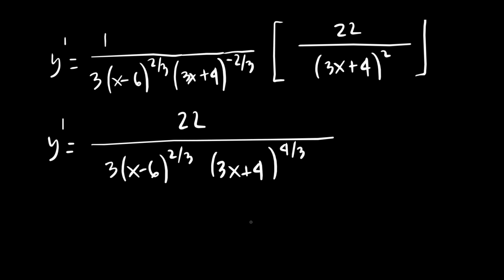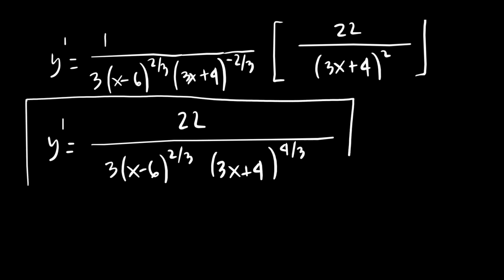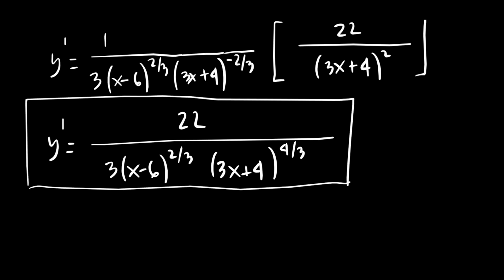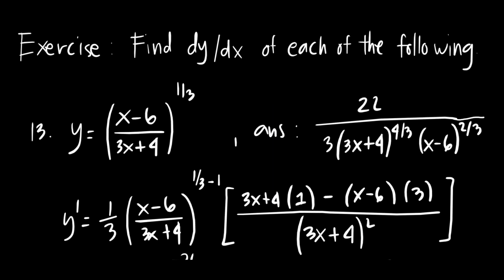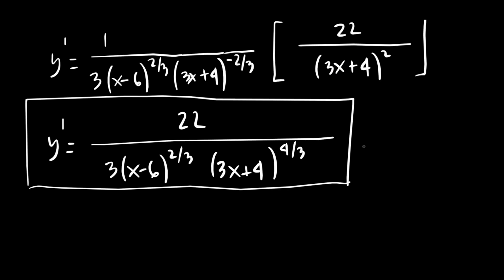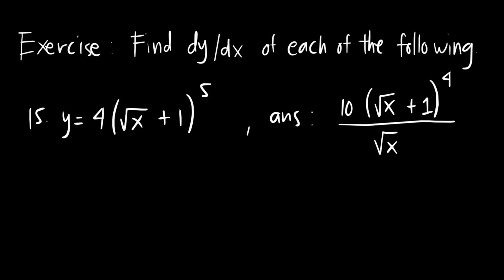So let's check if our answer is correct. 22 all over 3 multiplied by (3x plus 4) raised to the power 4/3 multiplied by (x minus 6) raised to the power 2/3. So our answer here is correct. So let's proceed to number 15.